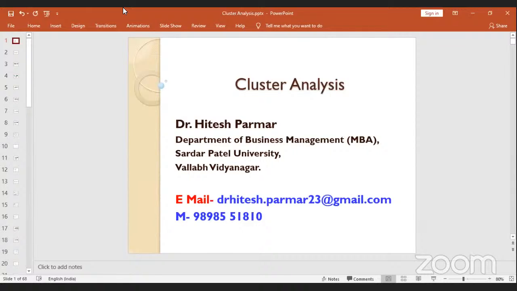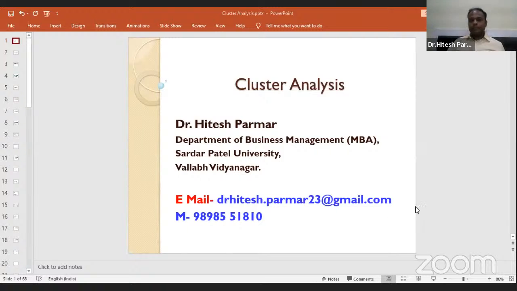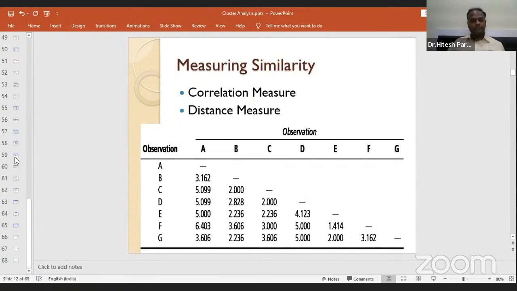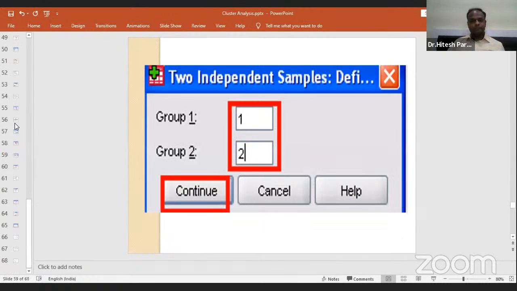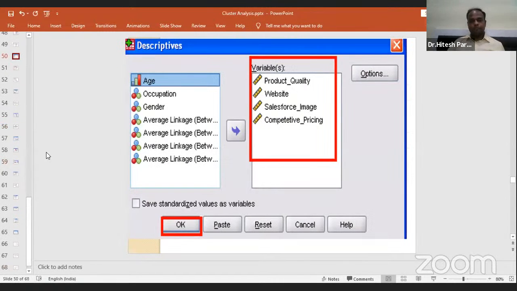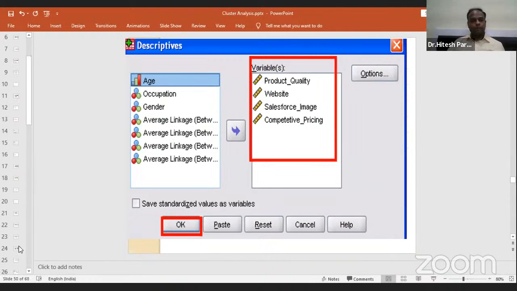Can I ask you one question? Yeah, please. Can you explain about the standardization? You had explained that in case there are different scales. Yes, for standardizing, you just click on that option, standardize, and then see what options are available. I am just going back.